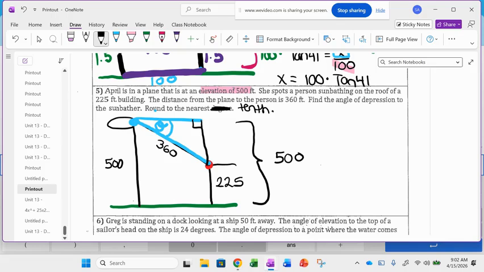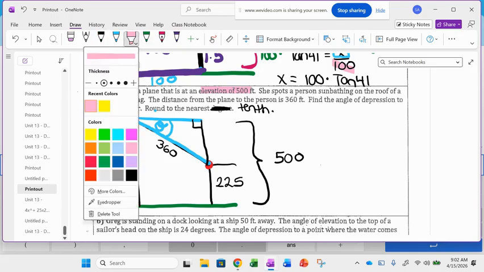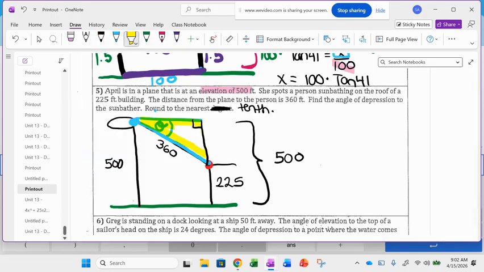Why does this matter? Anybody know why this matters? We obviously want to use this right triangle, right? And I have the 360, which is one side. But can I use trigonometry with just one side and no angle? Can I do that? No, I need another side. So I have to find this side right here. Any guesses on how I can find that side? Stella? You got it. 500 minus 225 is 275.